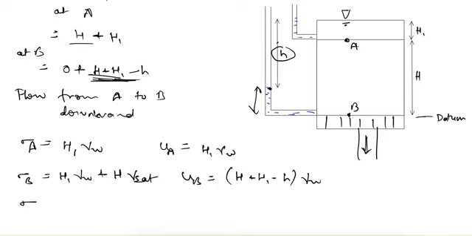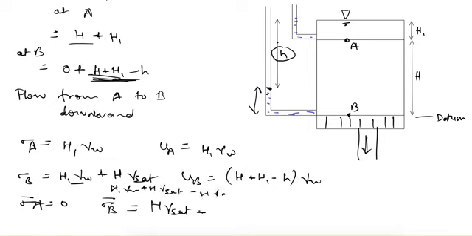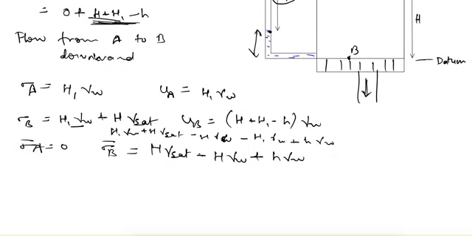Now the effective stress at A is still equal to 0, and effective stress at B is equal to H1 gamma W plus H gamma saturated minus H1 gamma W minus H gamma W plus small h gamma W. H1 gamma W will cancel out, so remaining will be H gamma saturated minus H gamma W plus small h gamma W. This is the remaining stress.